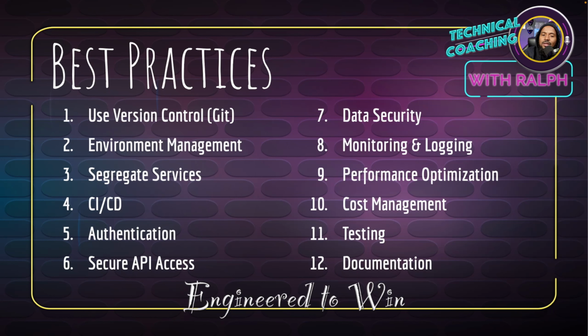You don't want to do everything in production. That is crazy, right? And then there is the segregation of services: separate backend services logically using categories in the Amplify CLI, and that's going to improve organization and simplify maintenance, right? Use CI/CD, continuous integration and continuous deployment.